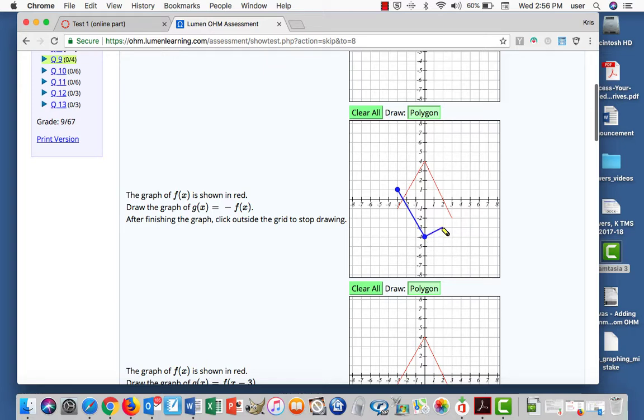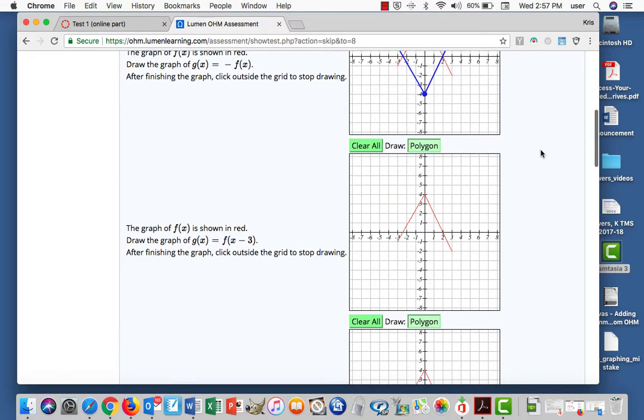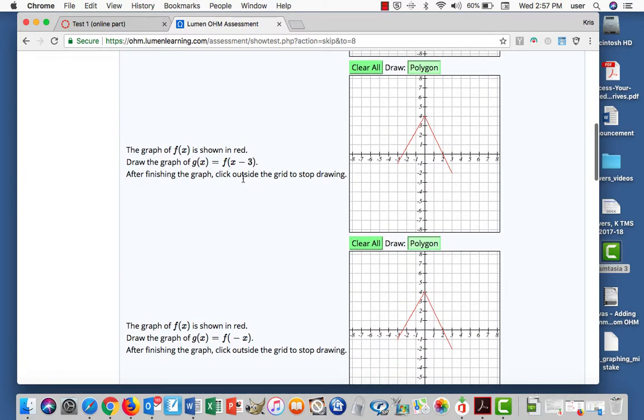Clicking that. And then the last point that I'm going to move is the one here at 3, -2. Since the y is -2, I want to move to +2. So that was at 3, +2. And then I click outside the box. Okay, this next graph is changing x.